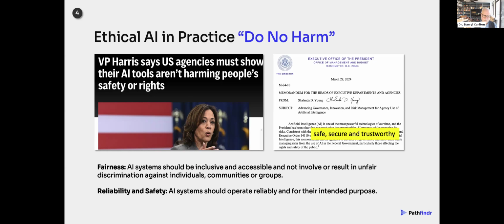Adam Schiff with the Office of Management and Budget has put forward this policy that AI systems must be safe, secure, and trustworthy. And these are applying the principles of fairness, reliability, and safety. AI systems must do no harm. And we can see here that governments are actively engaging to say, we are going to monitor this. We are going to make sure that your systems do no harm. And so we're seeing the application of these ethical frameworks and policy coming out to make sure that as we deploy AI systems, we align with these ethical frameworks.